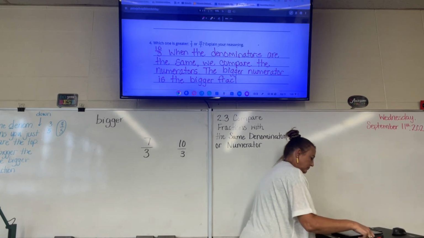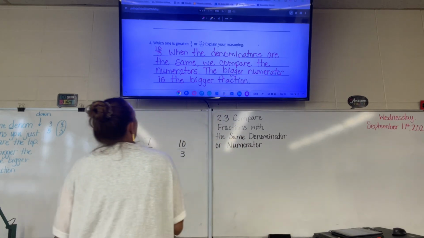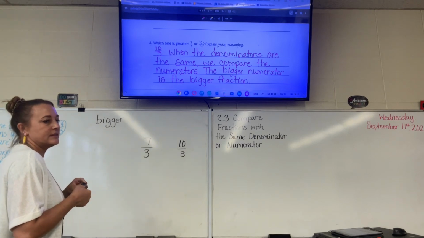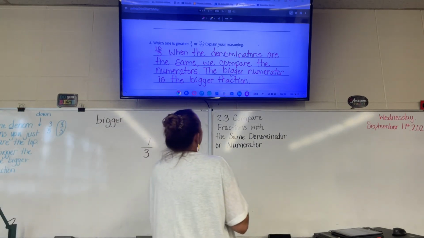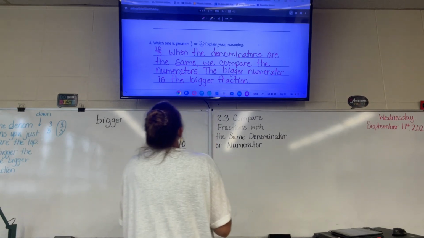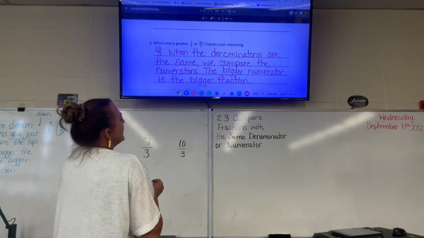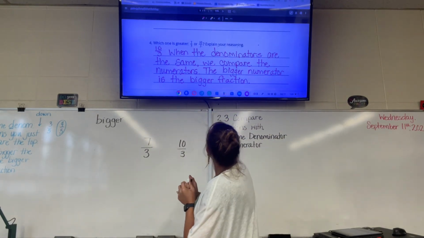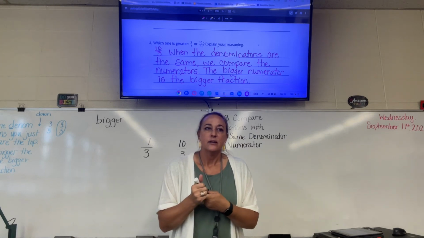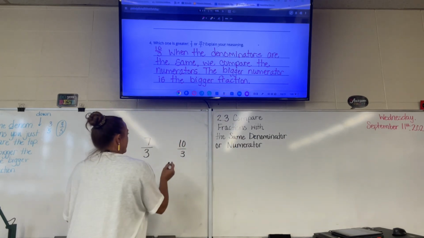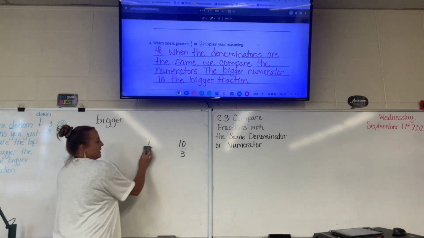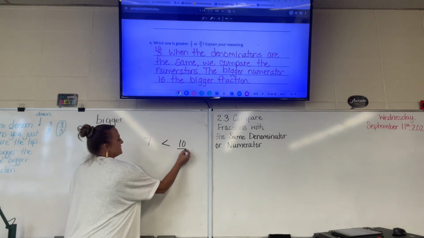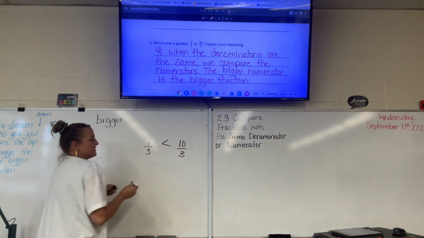Should there be 2 G's or 1 G? 2. When you add ER, you double the consonant that it ends with. Okay, I got it. Okay, 10/3. When the denominators are the same, we compare the numerators. The bigger numerator is the bigger fraction, okay? So basically they kind of turn into whole numbers. We don't have to look at the denominators. We just say 10 is bigger than 7, so 7 is less than 10, and 7/3 is less than 10/3.